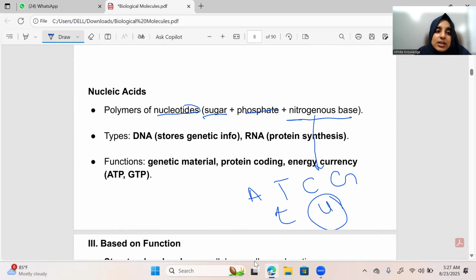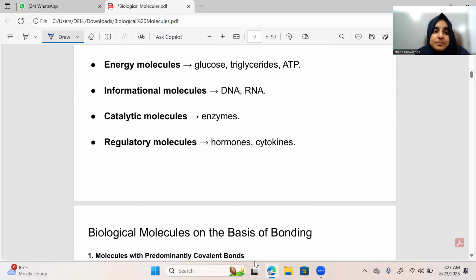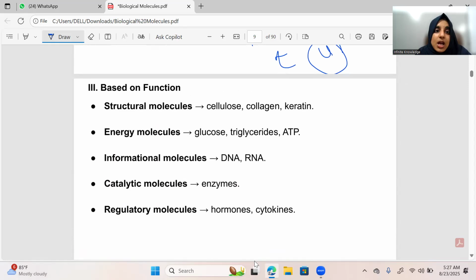Okay, so the types are DNA and RNA. DNA is basically used as a storage material; it stores genetic information, and RNA is used for the synthesis of proteins. Now the functions are: it acts as genetic material, protein coding, and it is also used as energy currency in the form of ATP and GTP. Okay, based on function, we are going to study this later.